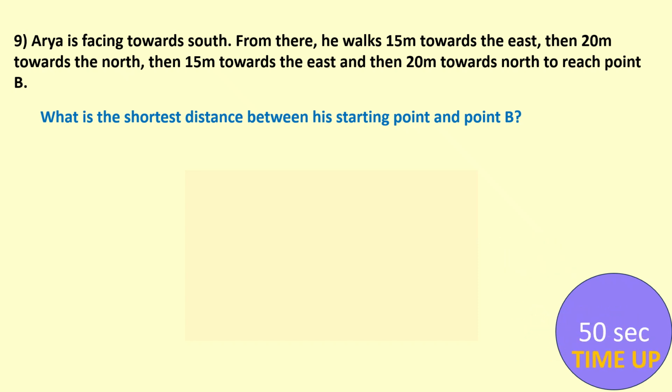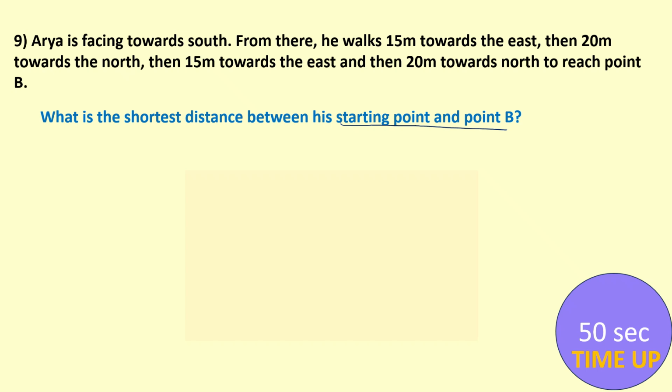Okay, time up students. What are they saying? Arya is facing towards south. From there, he walks 15 meters towards the east. Then 20 meters towards the north. Then 15 meters towards the east. And then 20 meters towards the north to reach point B. So we need to find out the shortest distance between his starting point and point B.